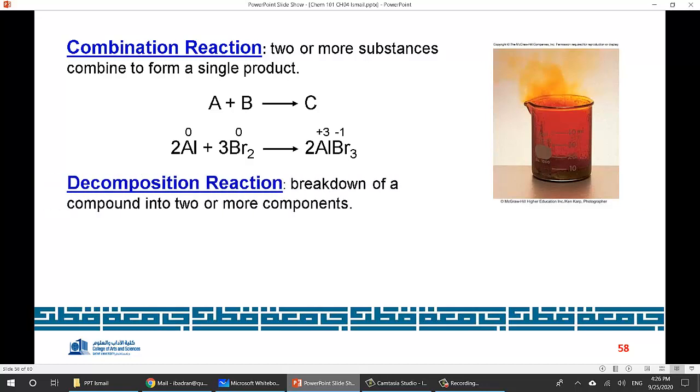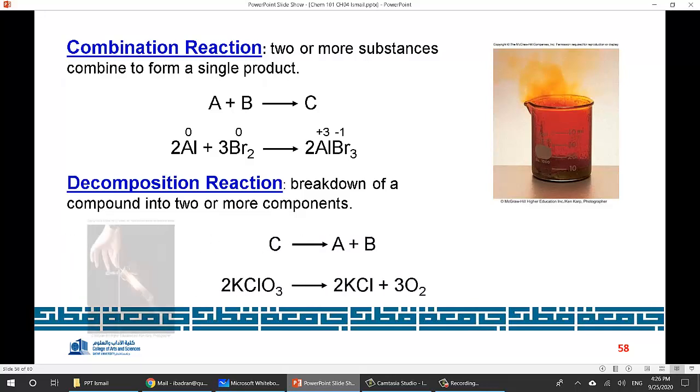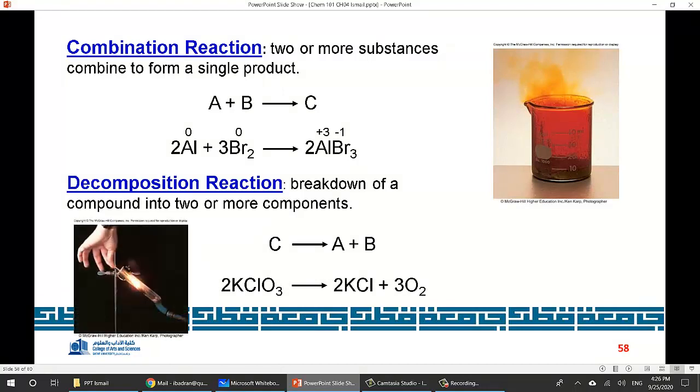In the decomposition reaction, this is the reverse of combination. You get C breaking down into A and B. An example of that is potassium chlorate. If you take a solid potassium chlorate in the lab and you just heat it up, that will form KCl plus oxygen. It will break down into its elements, okay? This is also a redox reaction. So you see here that decomposition is the reverse of the combination reaction.